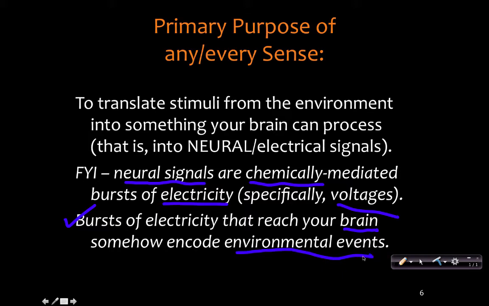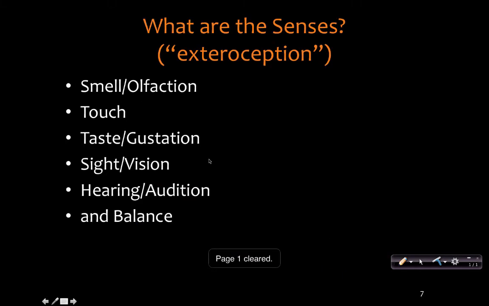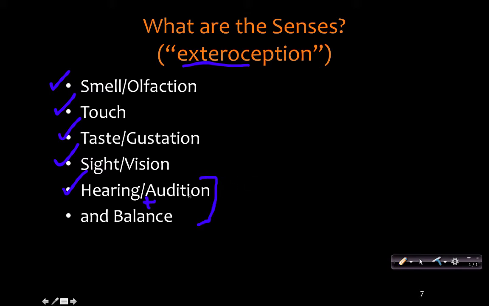This is true for all of our senses. When we think about the senses, we have this notion of exteroception, meaning what are we able to perceive outside of our body. We've got sense of smell, sense of touch, sense of taste, sight, hearing, and I'm going to throw in here as well the sense of balance. The reason I'm going to do that is that both the hearing and the balance organs are part of the anatomy of the ear, specifically the inner ear. And we'll see that when we get to that discussion later on in the course.